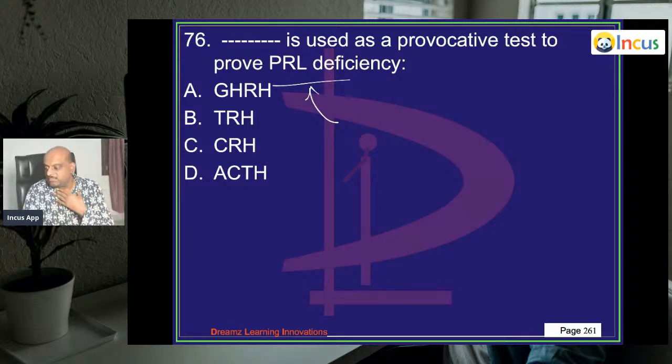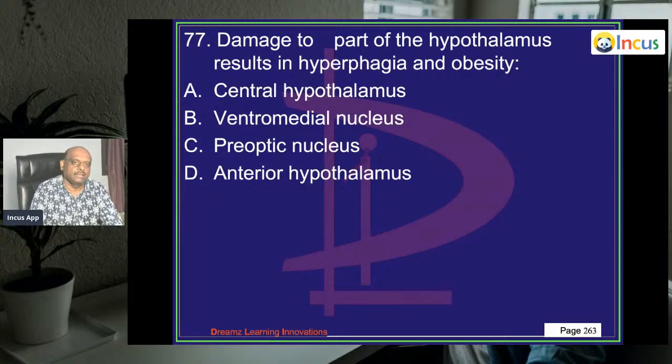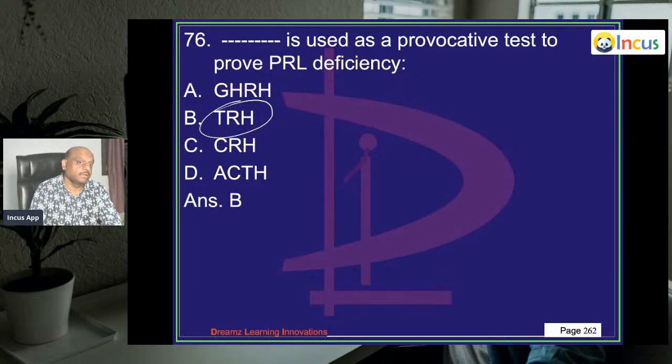Provocative test to identify prolactin deficiency, we use TRH. That is TSH releasing hormone.